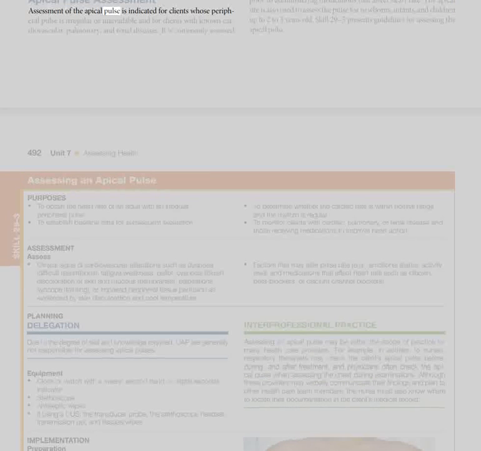Assessment of the apical pulse is indicated for clients whose peripheral pulse is irregular or unavailable, and for clients with known cardiovascular, pulmonary, and renal diseases. It is commonly assessed prior to administering medications that affect heart rate. The apical site is also used to assess the pulse for newborns, infants, and children up to 2 to 3 years old. Skill 29-3 presents guidelines for assessing the apical pulse.